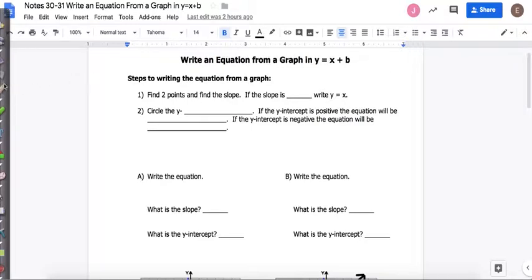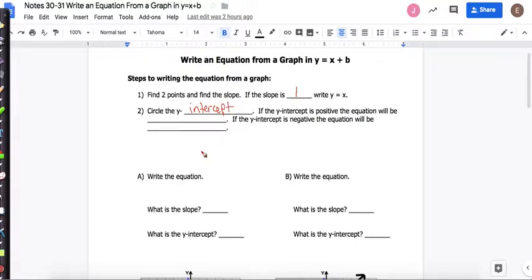So we need to find 2 points and find the slope. If the slope is 1, because it's not always going to be 1, the ones that we're doing this year, we're doing y equals x plus b. In the future, you're going to do y equals mx plus b, where the slope isn't always going to be 1 and you're going to have a y-intercept. But if the slope is 1, you can write y equals x. And then we need to circle the y-intercept on the graph.